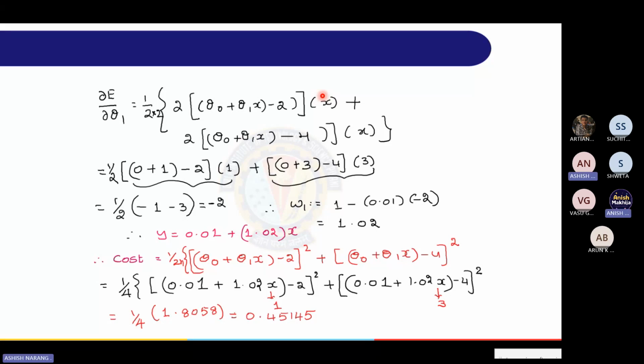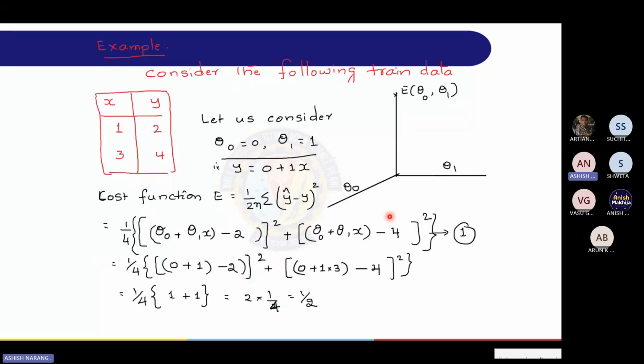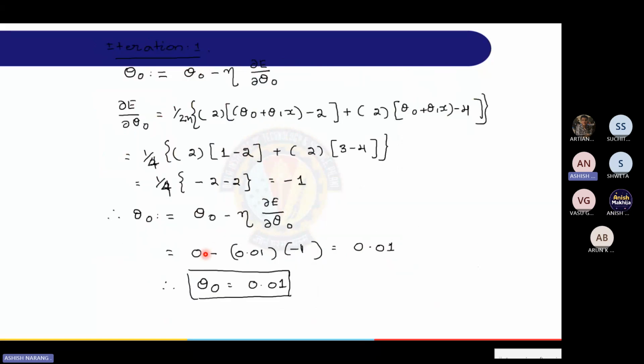Sir, in this let's say W1, why are we taking this value as 1 minus, where is this 1 coming from? This portion, right? 1 is the value which we initialized. Theta 1 was 1, right? So consider W1 and theta 1 the same. Here we used 0 because the initial value of theta 0 was 0. Okay, sir, got it.